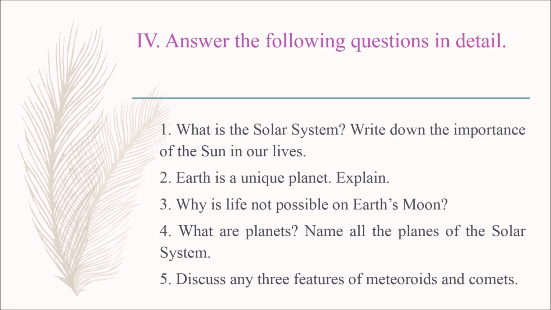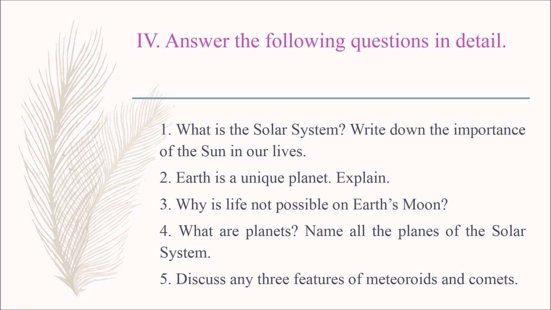Roman letter 4. Answer the following questions in detail. Question number 1. What is the solar system? Write down the importance of the sun in our lives. Question number 2. Earth is a unique planet. Explain. Question number 3. Why is life not possible on Earth's moon? Question number 4. What are planets? Name all the planets of the solar system. Question number 5. Discuss any 3 features of meteoroids and comets.